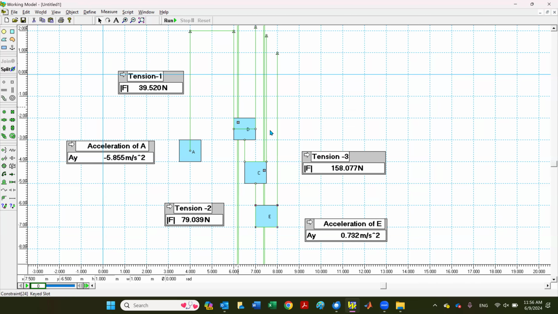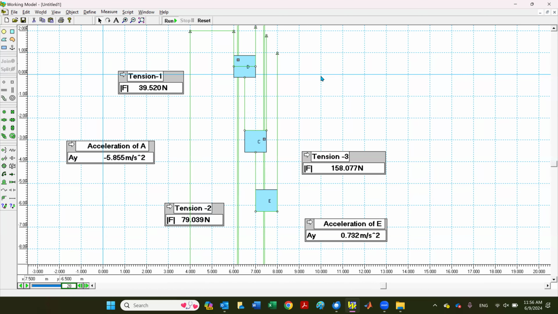And what I did, because there are some movement, so if I go ahead and run this for you, right? Look, that's how this is gonna run. And look at the values that I got. Acceleration of A is minus 5.85, pretty much what I got. Acceleration of E was 0.73. And look at the tension. Tension 139 here, tension 279, and tension 3, 158.